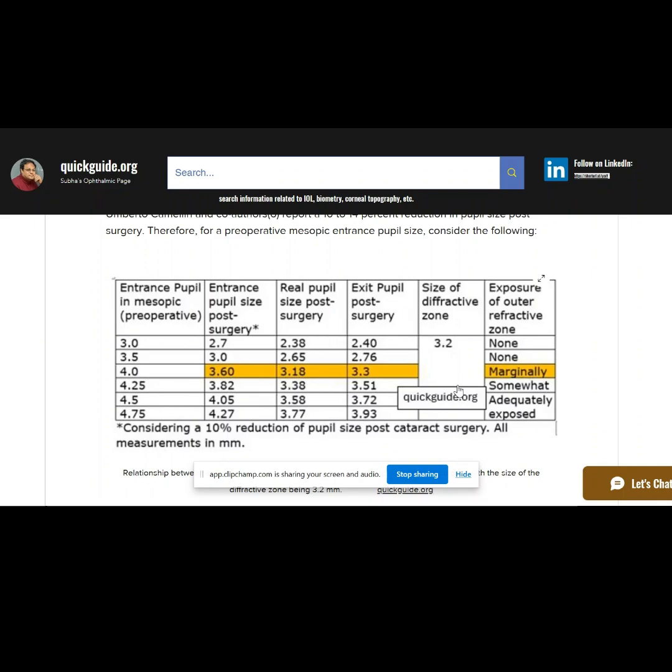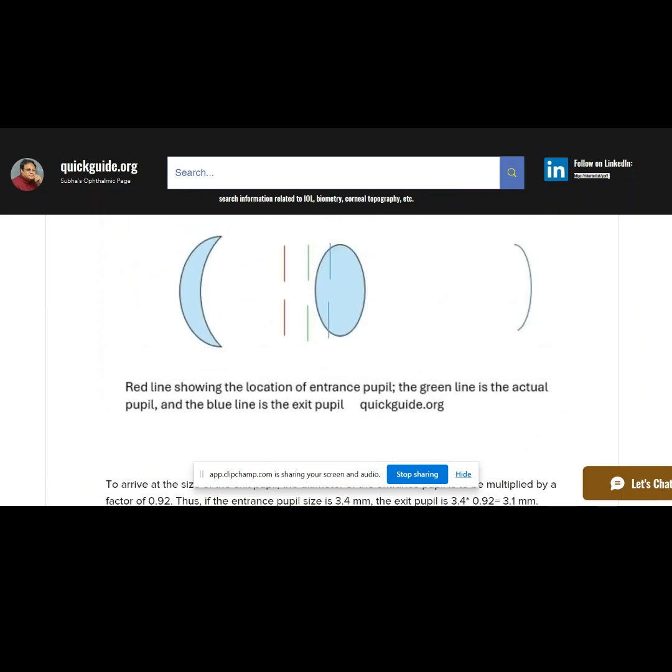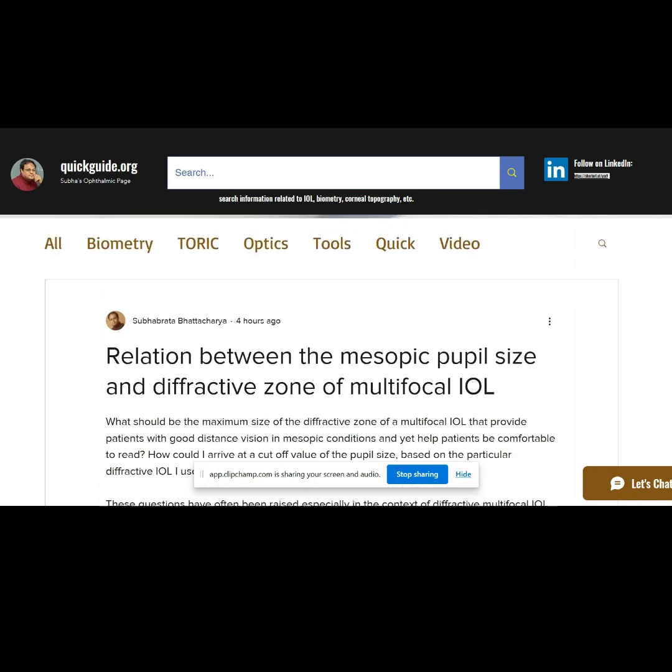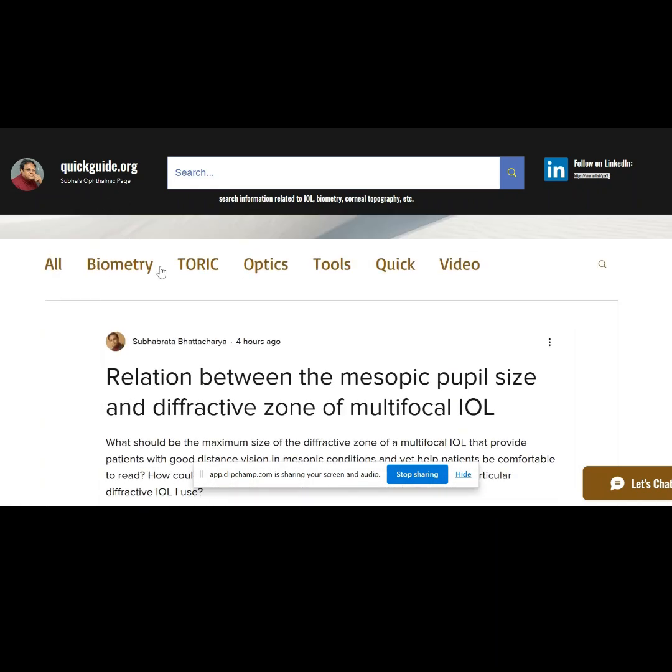I hope you will enjoy the article and get some insights from it. You'll find this in my blog, quickguide.org, in the optics section: the relation between the mesopic pupil size and diffractive zone of multifocal IOLs.